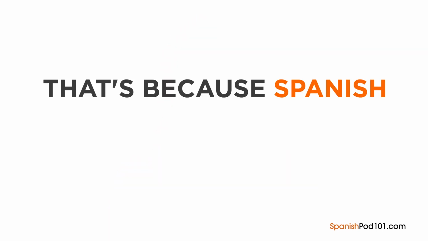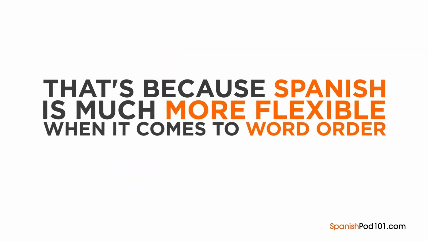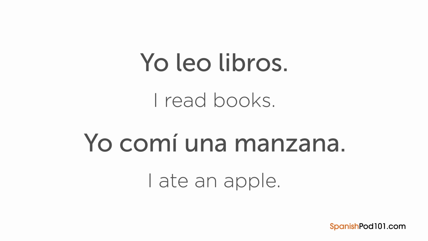We just saw how easy it was to form basic sentences in Spanish and how similar it was to forming basic English sentences. Luckily, it's actually even easier to form sentences in Spanish than it is in English. That's because Spanish is much more flexible when it comes to word order compared to English. Let's go back to the two examples we used earlier. More often than not, if we wanted to say, I read books and I ate an apple in Spanish, we would not usually say, Yo leo libros. Yo comí una manzana. But instead we would just say, Leo libros. Comí una manzana. Notice how the subject I is omitted from the sentence.